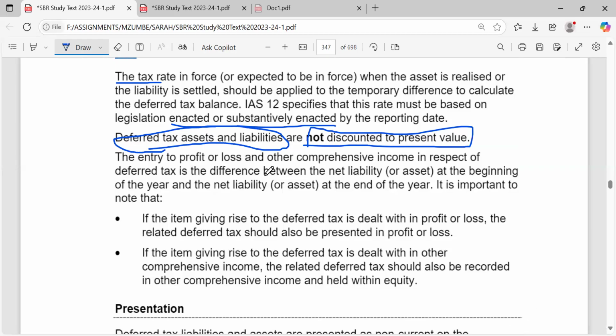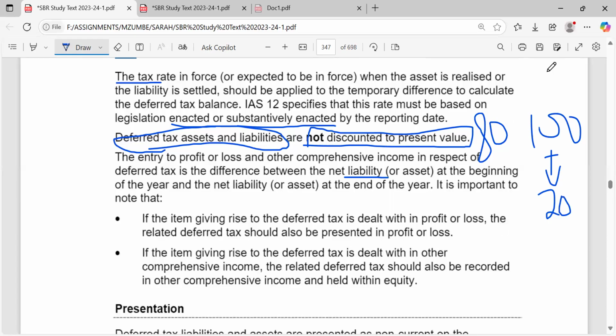The entry to profit or loss and other comprehensive income in respect of this deferred is the difference to the net liability. Like I told you, if this year you have a deferred tax liability of 100 and the previous year it was 80, then to get the income statement figure for this year, you just say, okay, previously I had 80 liability. Now I have 100. What is the increment? 20. So this increment of 20 is what should go to the income statement, right?